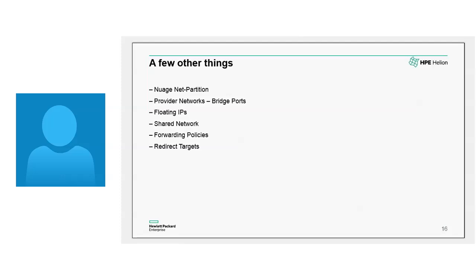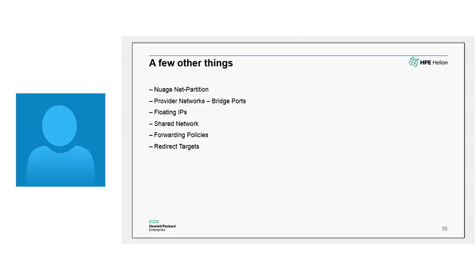Okay, so I wanted to talk about a few more things which would be relevant to us when we are doing all of our POCs. I already covered the neutron net partition. There are a few other things. How would you do provider networks? How would you work with floating IP?